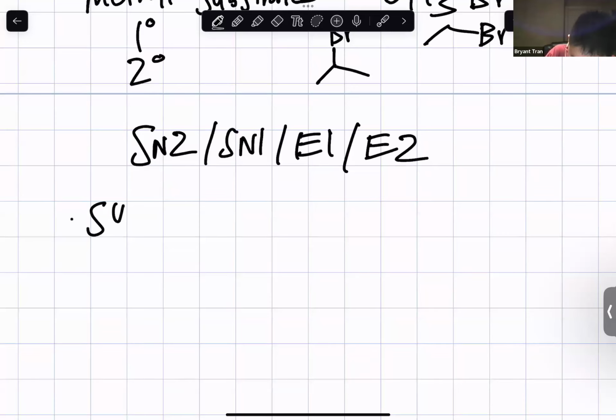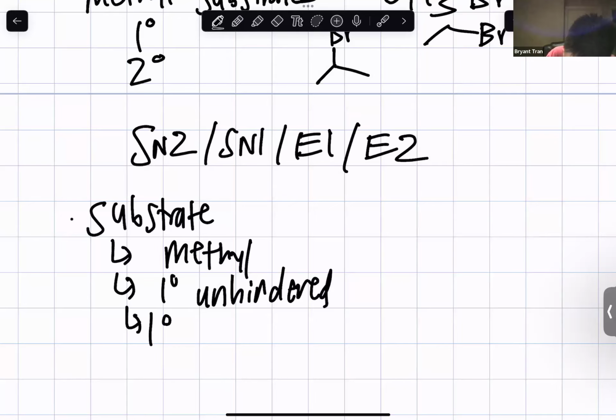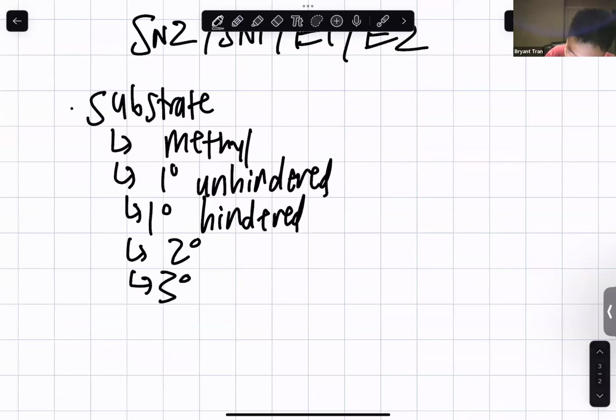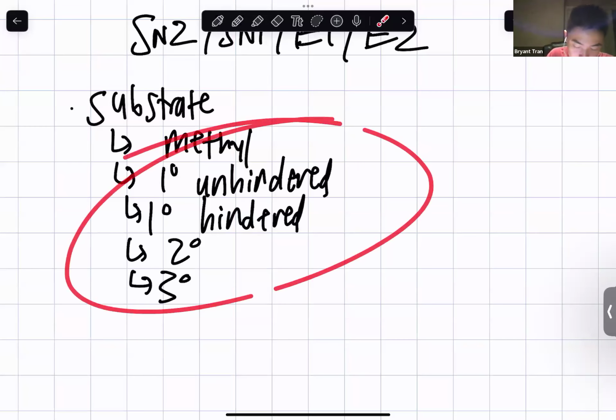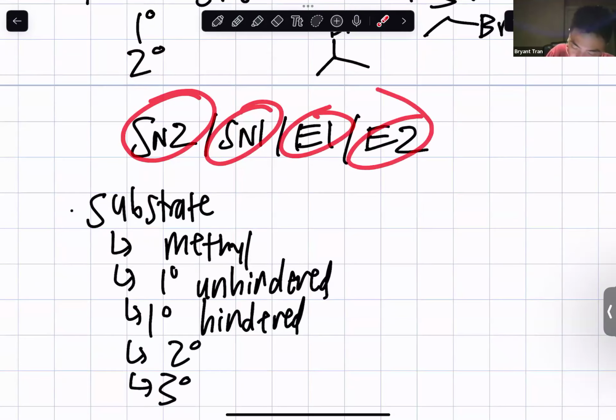The first thing I look at is the substrate, right? Rather, whether it is a methyl substrate, a primary unhindered substrate, a primary hindered substrate, a secondary substrate, or a tertiary substrate, right? And that would be a very important piece of information to determine what kind of reaction we're going to do, SN2, SN1, E1, or E2.